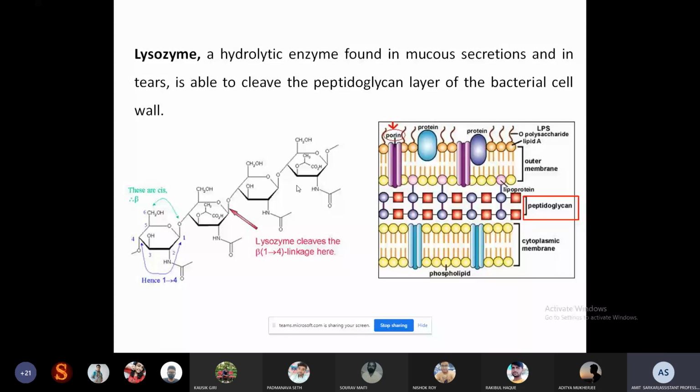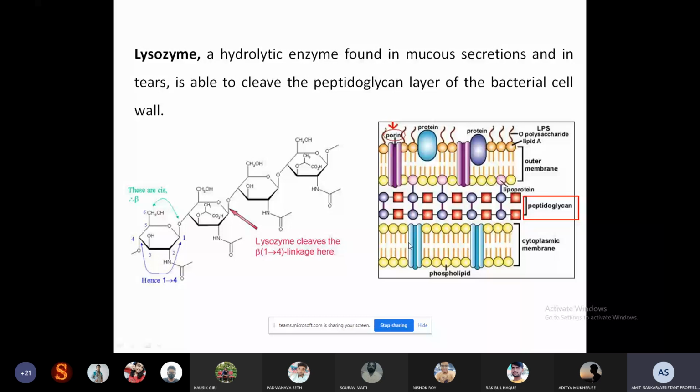So this hydrolytic enzyme lysozyme is found in the mucus secretion and in tears. As I said, our eyes are very vulnerable. We have to keep our eyes always open, and they are getting exposed to the air and also sometimes water. So tons of microorganisms are trying to infect our eyes. And apart from mucus secretion, our eyes have an enzyme called lysozyme. Now what is the lysozyme doing? Lysozyme can degrade or destroy the peptidoglycan layer of the bacterial cell.